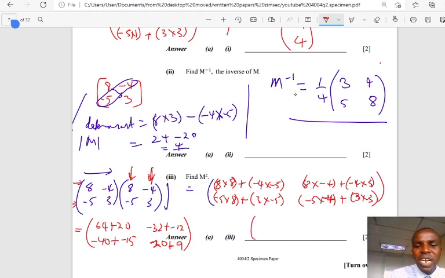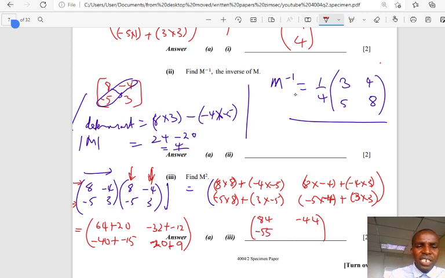Then let me just write my answer here. Right, 64 plus 20 is 84. Then minus 32 minus 12. You add 32 plus 12 is 44, but it will be minus. You take the sign of the bigger number. Then minus 40 plus minus 15 is minus 40 minus 15 is minus 55.